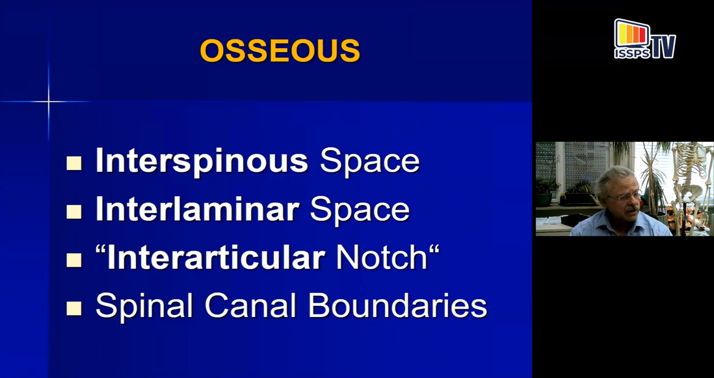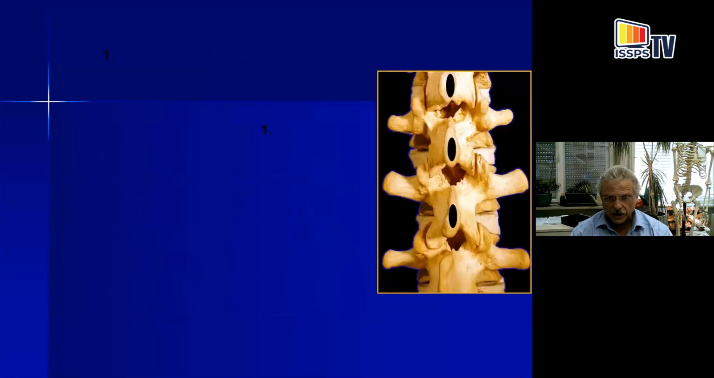So I start with osseous, important osseous anatomy, and we have to talk about the interspinous, interlaminar space, of course, the spinal canal boundaries, and what I call the interarticular notch. It's not in the official terminology, but you will see it is of utmost importance.